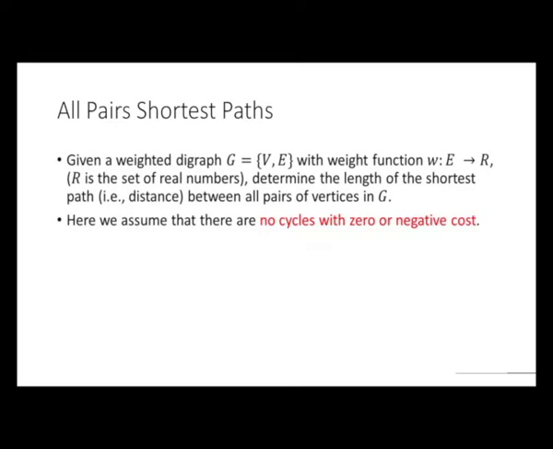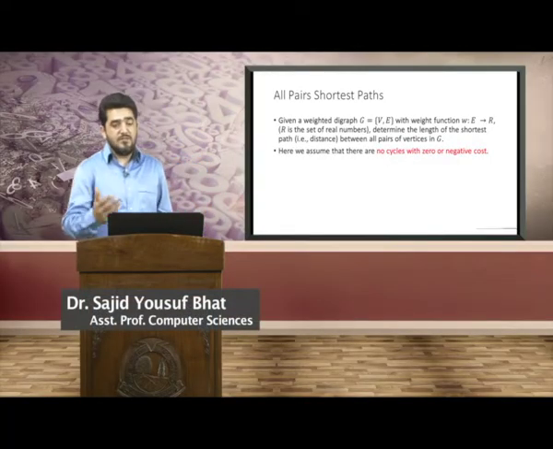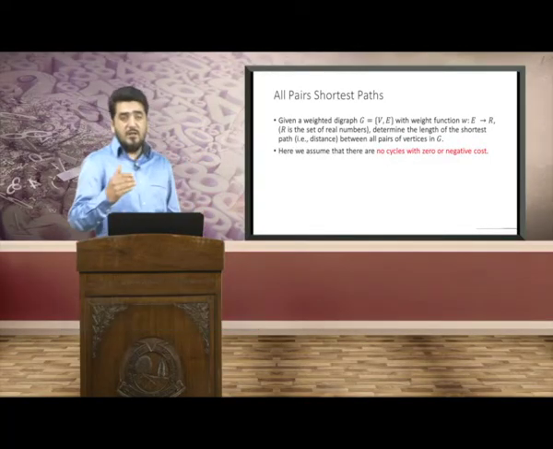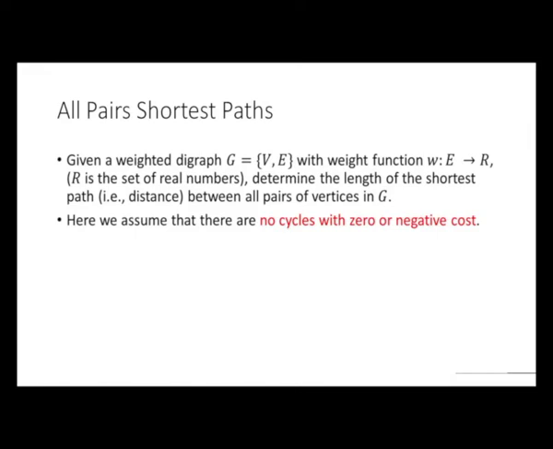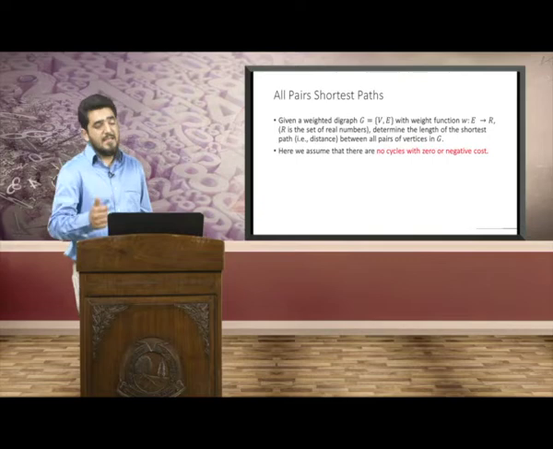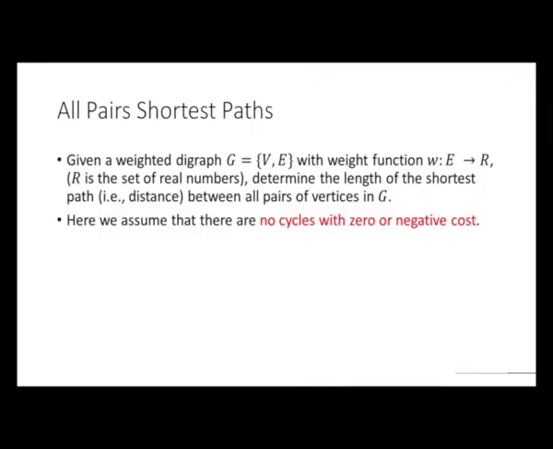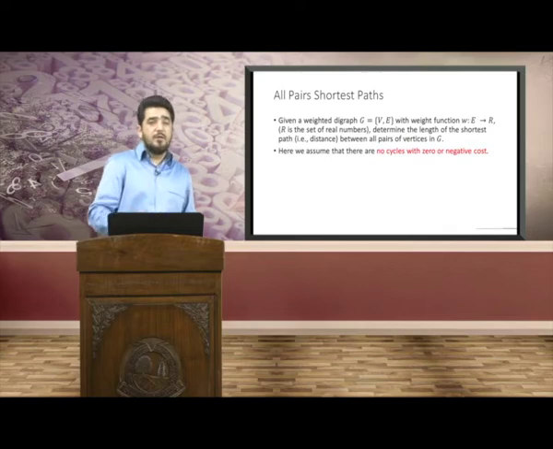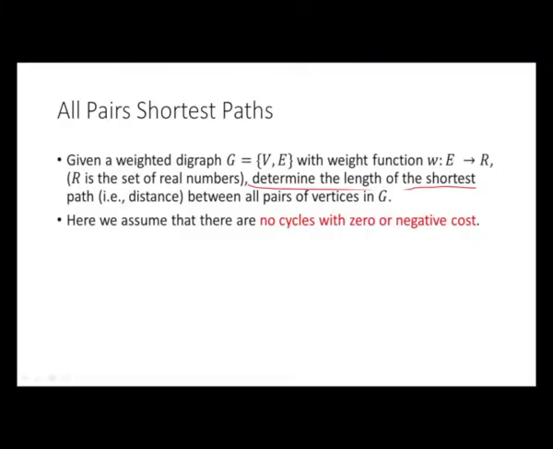As you can see on the slide, it's important that the graph is weighted, represented by G equal to (V, E), which are the vertex set and the edge set, with a weight function. So our edge set E is weighted based on some weight function. Each edge in our directed graph has some weight associated with it. The objective is to determine the length of the shortest path between all pairs of vertices in G, because the problem is all pairs shortest path.